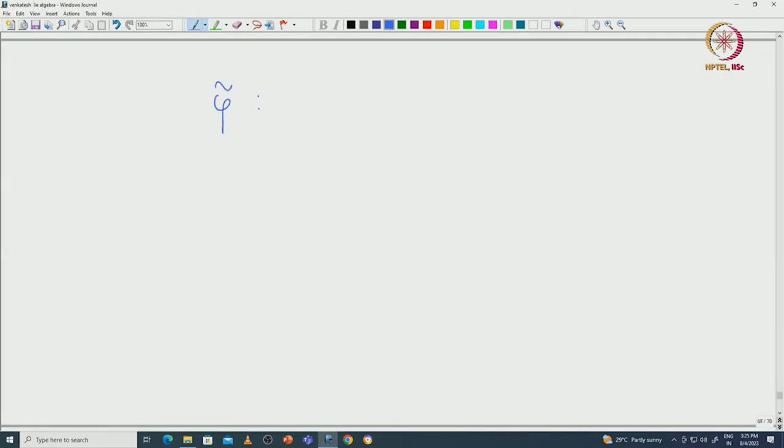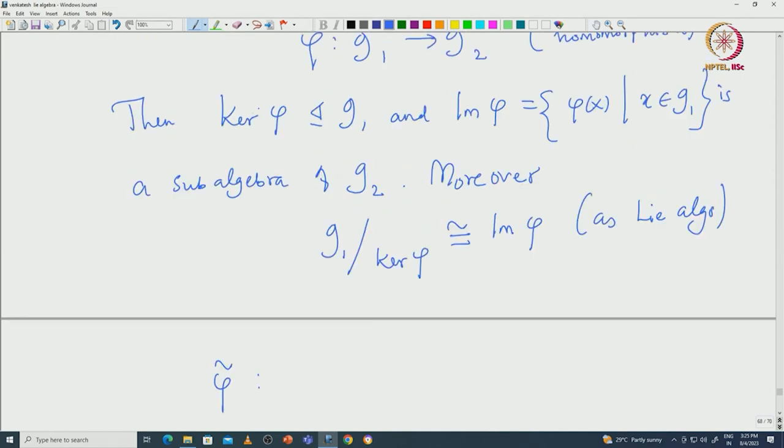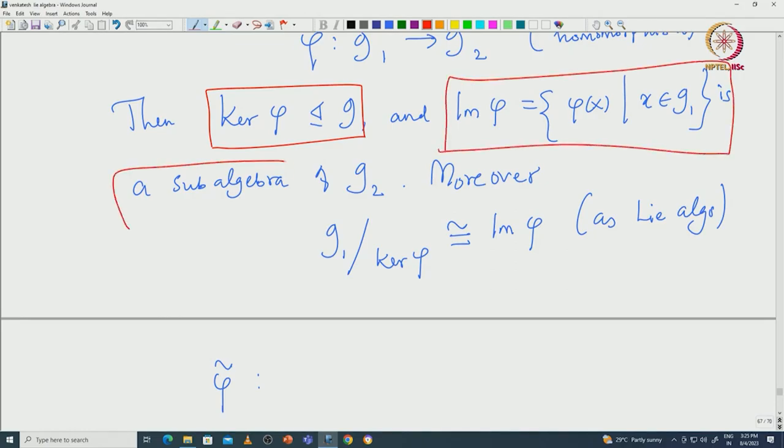I am skipping two things: the kernel of phi being an ideal, which we have already verified, and the fact that the image of phi is a subalgebra, which is not hard to verify because phi is a Lie homomorphism. Phi of bracket x y is equal to bracket phi of x, phi of y. Because of that, it immediately implies the image of phi is a subalgebra. The subspace part is obvious, because the image of a subspace must be a subspace. So I am just leaving this fact.